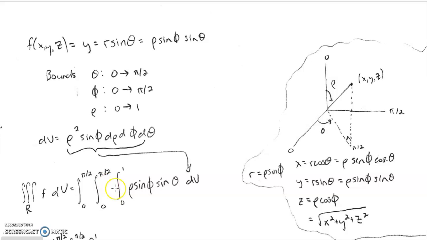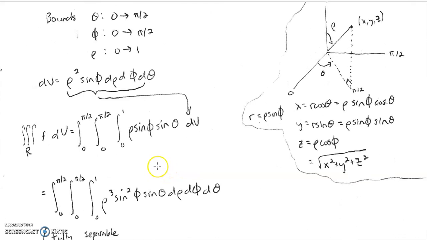So 0 to pi over 2, 0 to pi over 2 for both the d phi d theta, and then 0 to 1 for the d rho. And then I get this rho sine phi sine theta. That's my f right there. So come down here. This rho gets multiplied by that rho, gives me a rho cubed. This sine phi gets multiplied by that sine phi and gives me a sine squared phi. And then I get a sine theta and d rho, d phi, d theta.